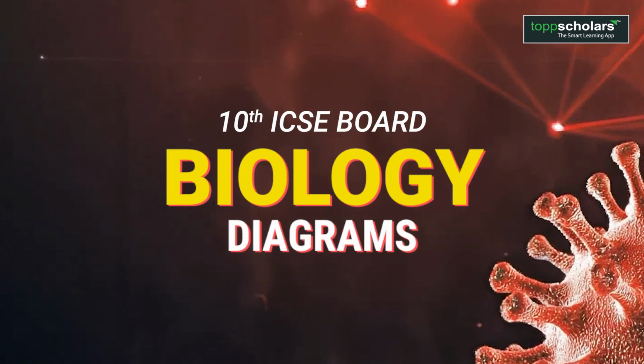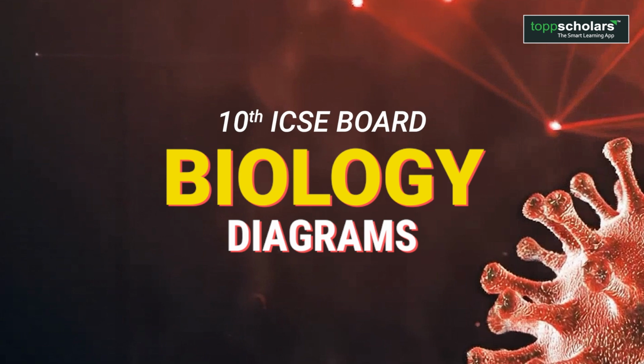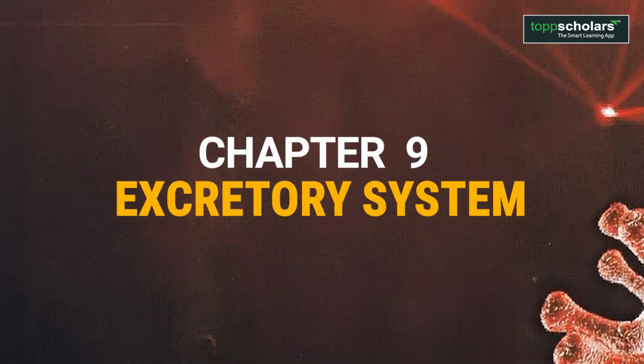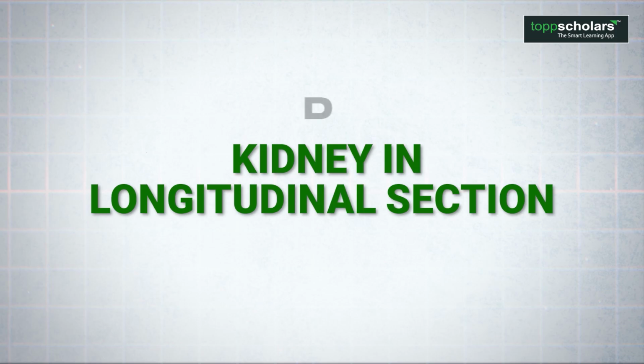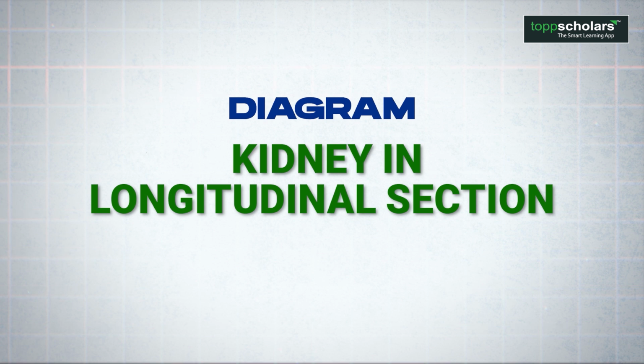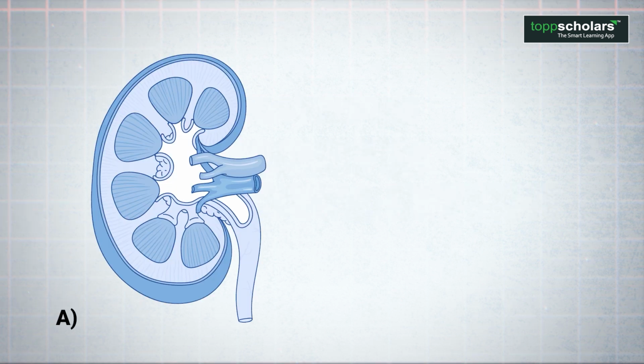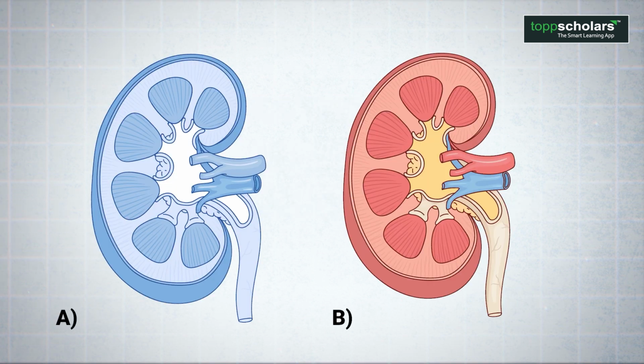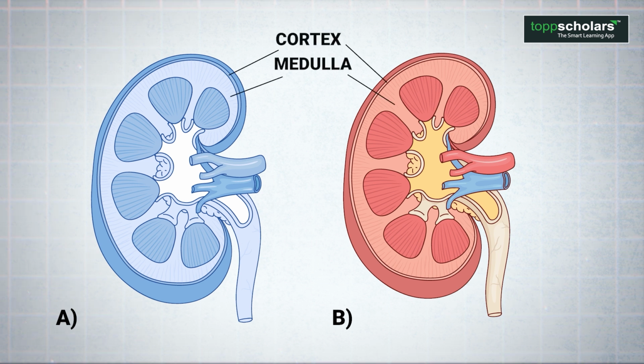Today we will learn about the diagram labels of one important diagram of Chapter 9, the excretory system. Kidney in longitudinal section, A. Simplified, B. Along with the blood supply. The diagram consists of medulla and cortex regions. The medulla is composed of conical pyramids. The apex of each medulla, which is known as papilla, projects into the pelvis of the kidney.